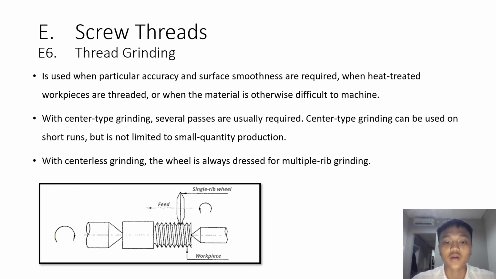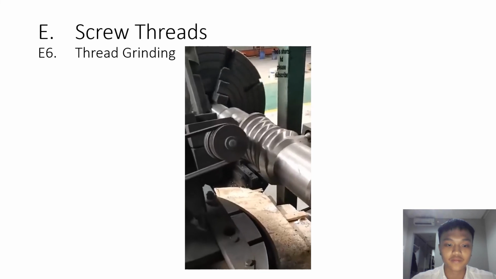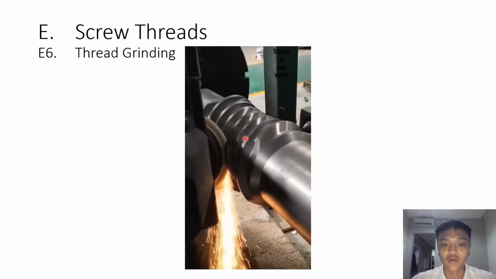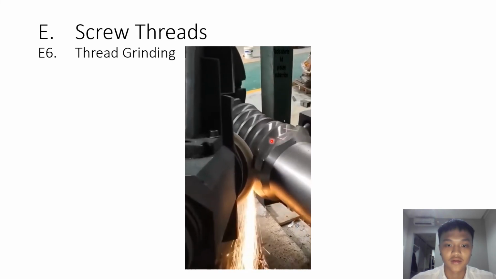With centerless grinding, the wheel is always dressed for multiple rib grinding. This is the workpiece and this is the single rib wheel. And this is the illustration of the thread grinding operation. As you can see, this is the wheel and this is the workpiece.